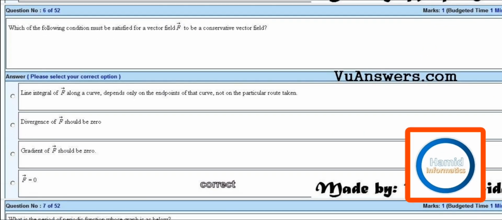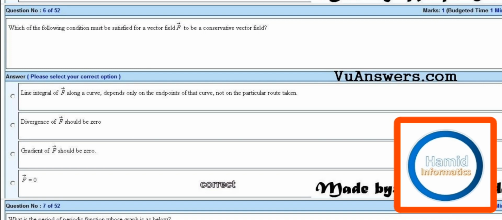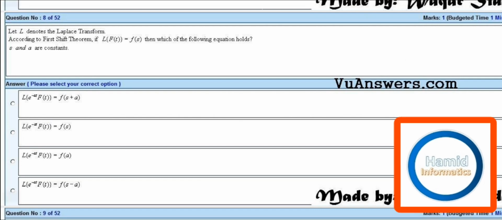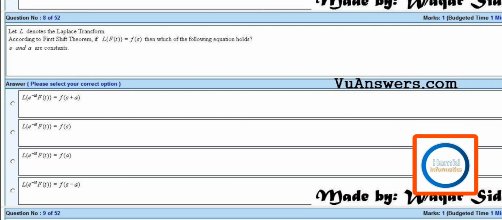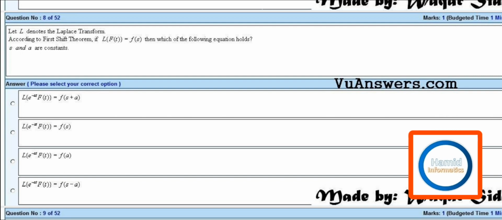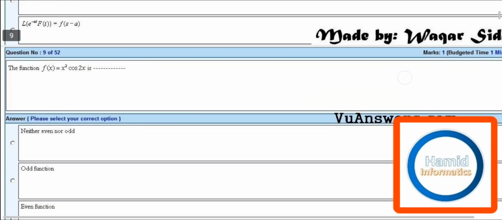Next one is, which of the following conditions must be satisfied for a vector field F vector to be a conservative vector field, and the answer is curl of F vector is equal to 0. Next one is, what is the period of periodic function whose graph is as below, and the answer is minus pi. Next question is, let L denote the Laplace transform according to the first shift theorem. If L of f of t is equal to F of s, then which of the following equations hold? S and A are constants, and there is no answer, so skip this.